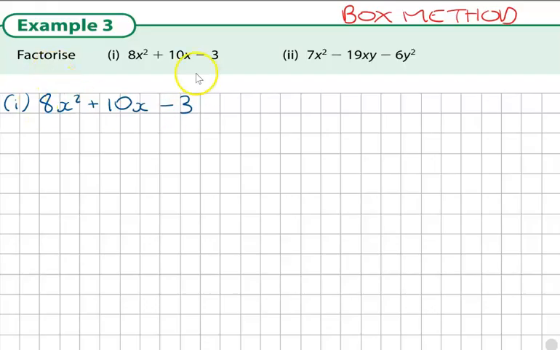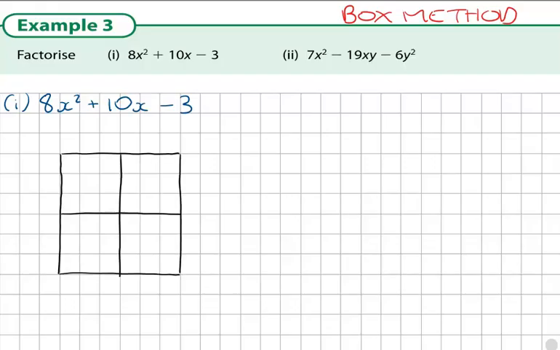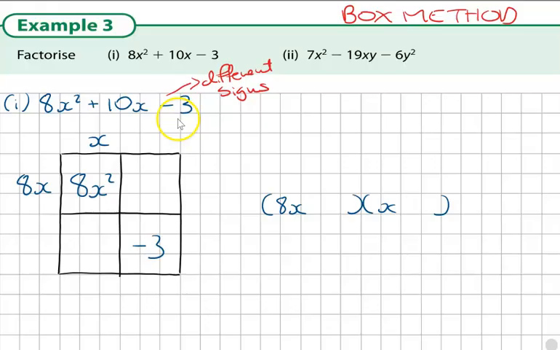Now, if I'd used the box method here, the array method, I would have had the 4 boxes, 8x squared in the first box, minus 3 in the last box. And then I could have said, well, 8x times x is 8x squared. So 8x in the front of the first bracket and x in the front of the second bracket. This minus tells me the signs are different.